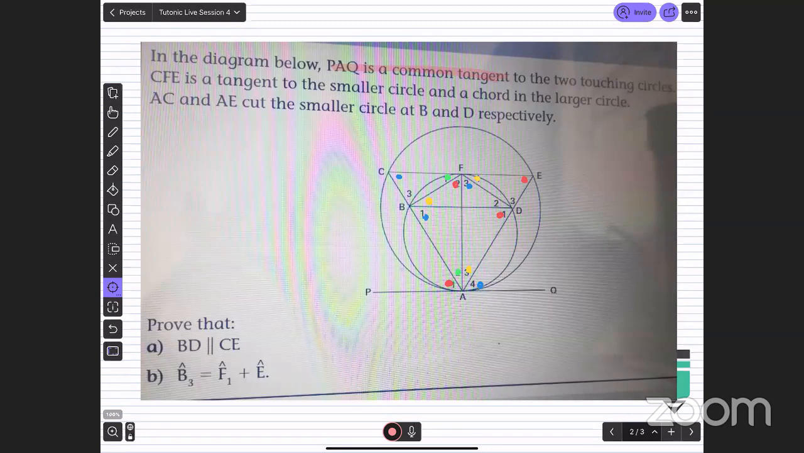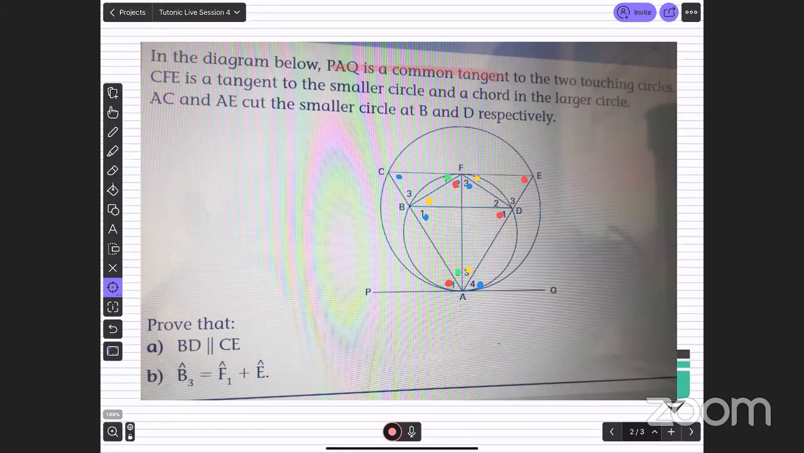It says, prove that BD is parallel to CE. Where's BD? Parallel to CE. Can we say that they're parallel? BD and CE? Yes, we can say that they're parallel. Why, Aziza? Because the lines are exactly across each other. I want a more formal answer.